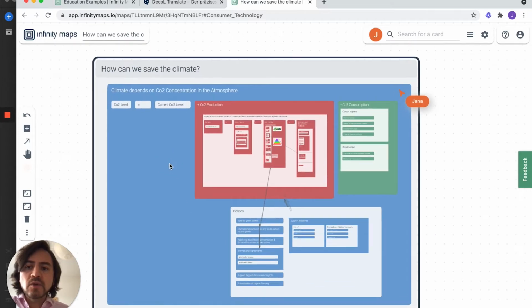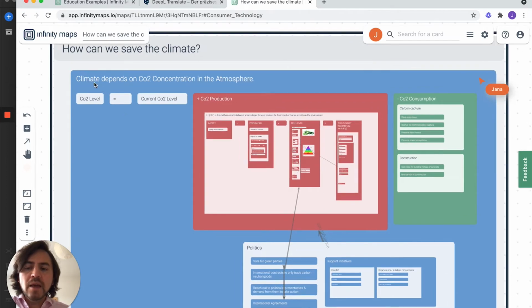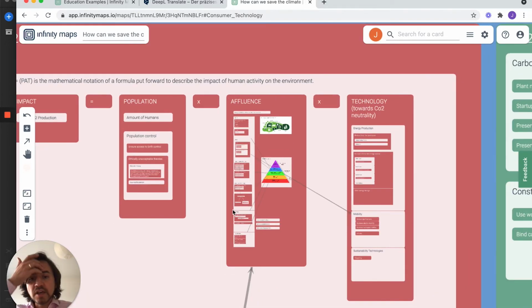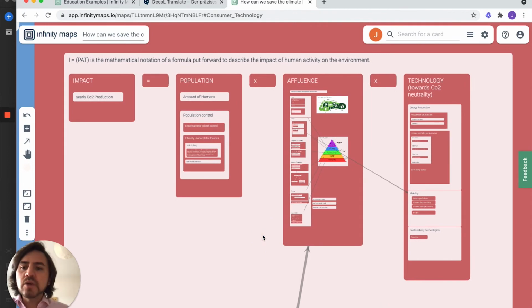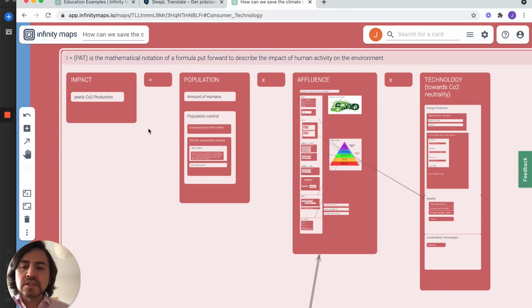So basically, in order to save the climate, we came up with the idea to say, hey, climate change depends on the CO2 concentration in our atmosphere. The CO2 concentration, again, is the product of its current level, the addition of CO2, and the consumption of CO2. The most complex part in our society is the production of CO2. For our yearly CO2 production, on the higher level, there's a model called IPAT.